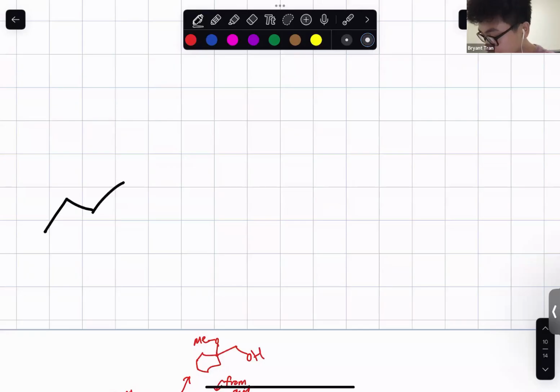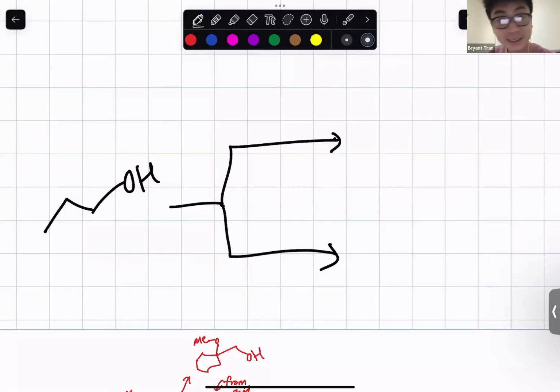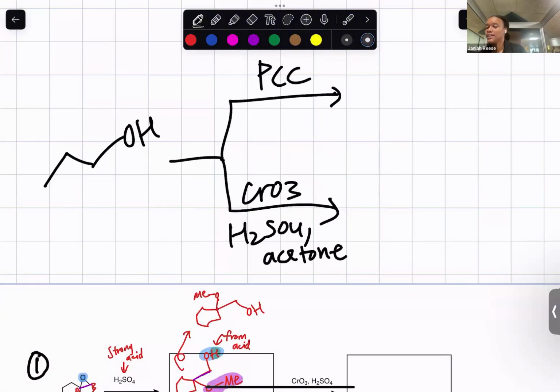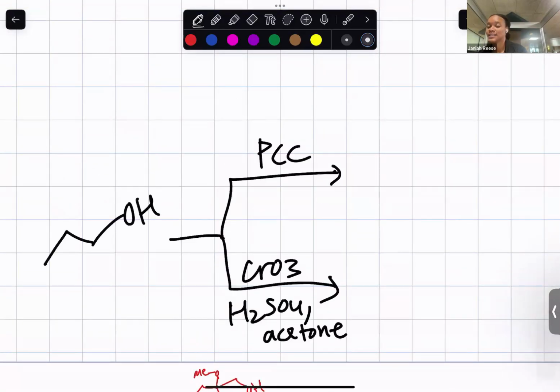Let's say you have a primary alcohol like this, and there are going to be two oxidizing agents. One is going to be PCC, and one is going to be something called Jones reagent. Yes, this does look familiar, but I cannot remember what we called that. Right. So this is an oxidation reaction, right? Oh, okay. Oxidation. Yeah.